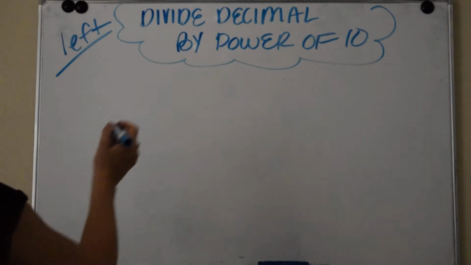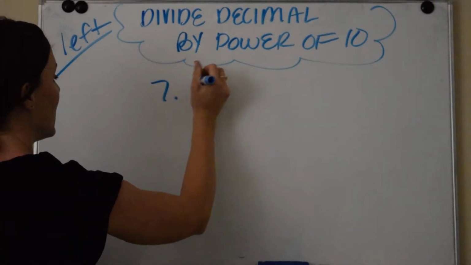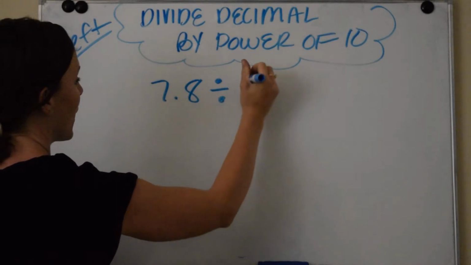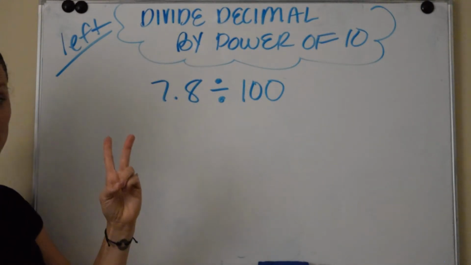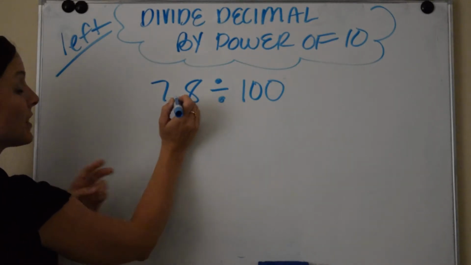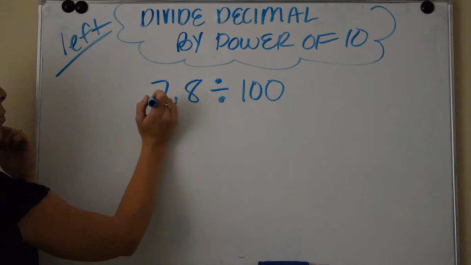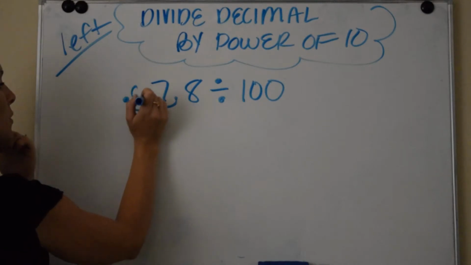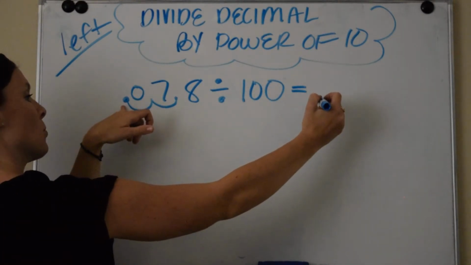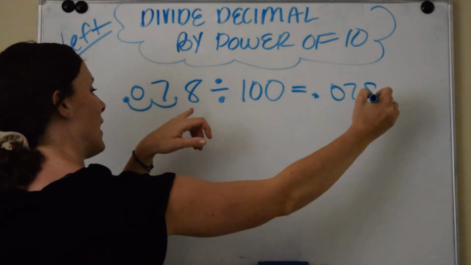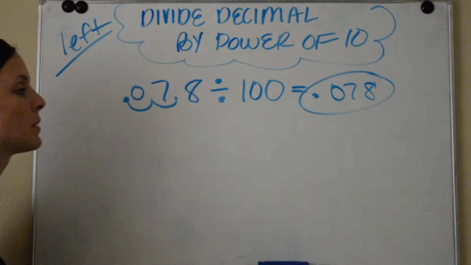What if I had 7 and 8/10 divided by 100? Okay, how many zeros are there? 2, which means I need to move this to the left twice. 1, 2. So my answer would be whatever my new decimal is. It's 0.078. So it's 78 thousandths.